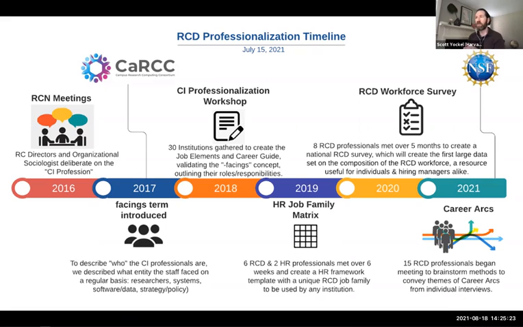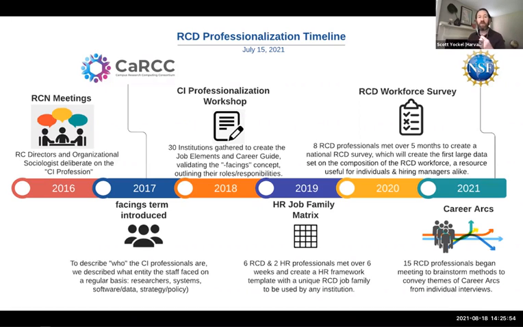Anyway, since then, it has spurred a considerable amount of interest around professionalization, and a number of activities have happened. In CARC, starting in 2018, shortly after the consortium was formed, we had a working group that came together as a workshop in 2018 and created this job elements and career guide, where we really solidified the roles and responsibilities of the facings. And that was a really important stake in the sand. I think that's where we started.